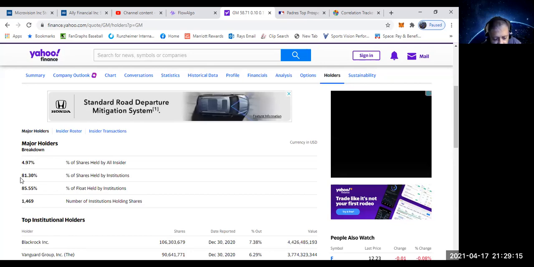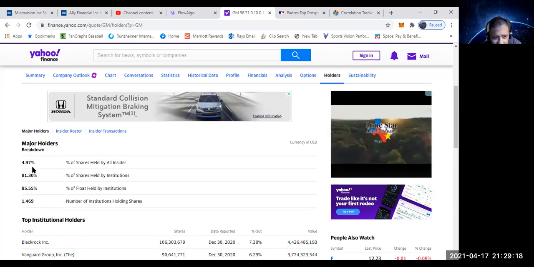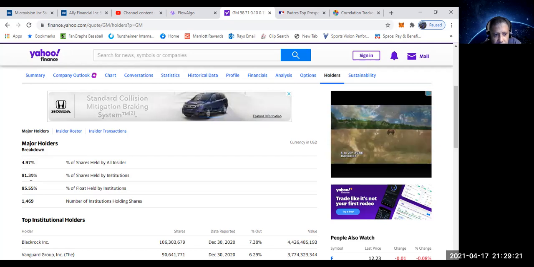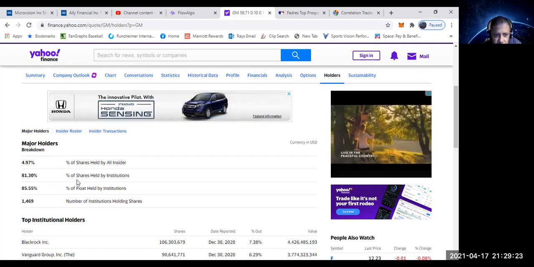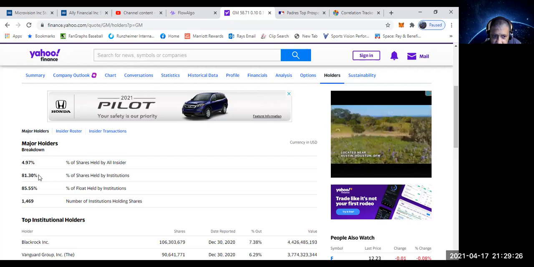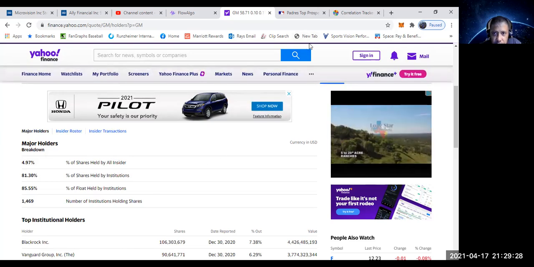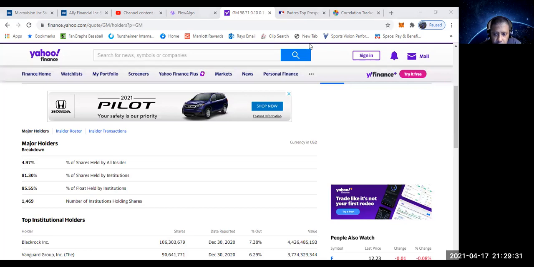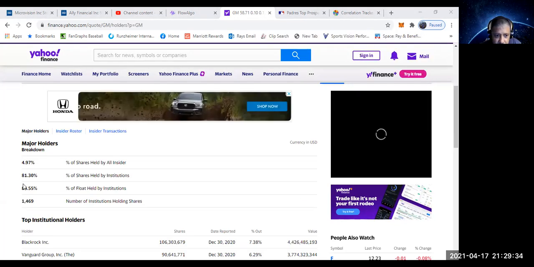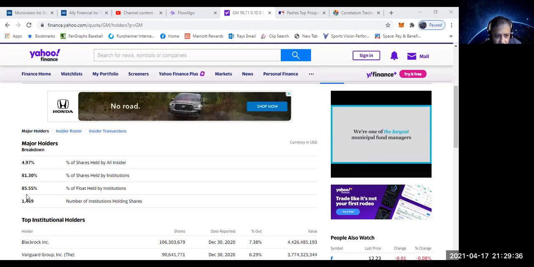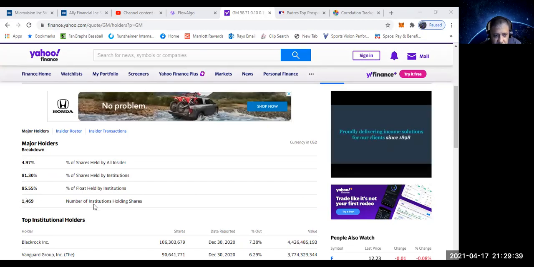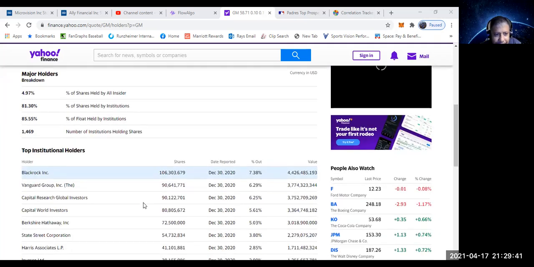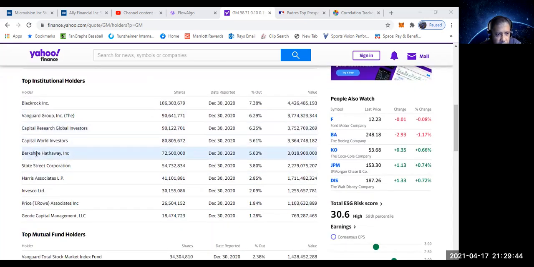Okay, look at that. Do you remember we looked at MicroVision on like 1% institutional? Everybody and their mama is in GM institutions. 81% of the shares outstanding are held by institutions. Institutional money is in there. 85% of the float. It's 1,469 institutions holding shares. So the big names are in there: BlackRock, Vanguard, Capital Research, Berkshire. Warren Buffett is in this thing. You can't go wrong. But look, just the point: State Street, T. Rowe Price. So it's big names in GM.